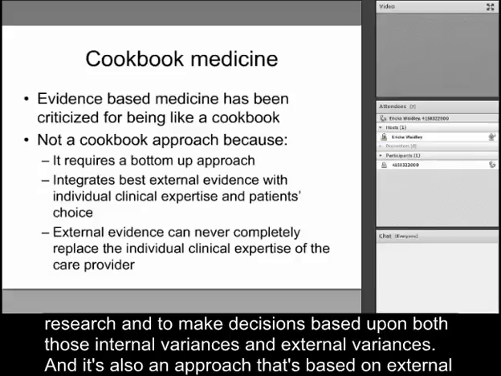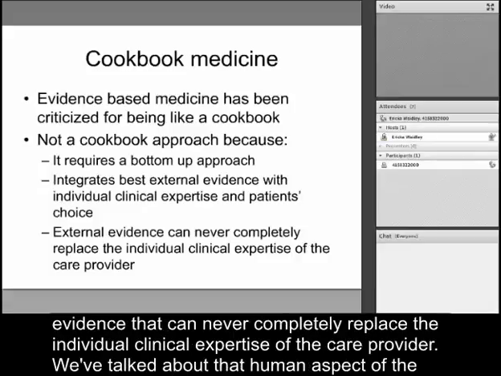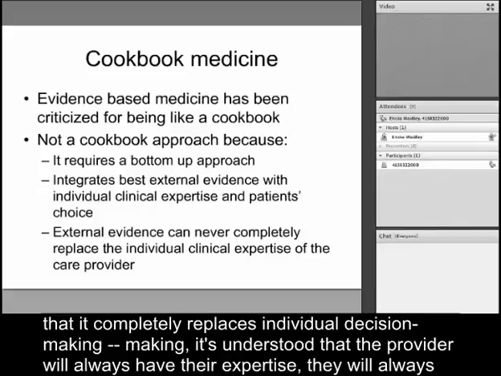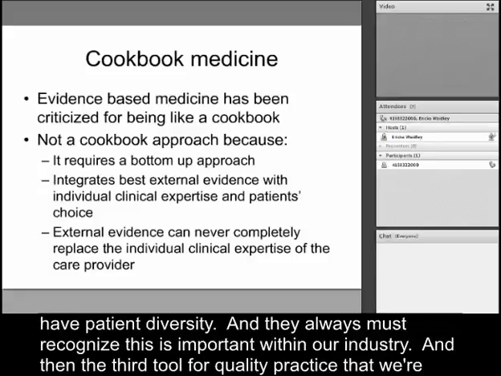And it's also an approach that's based on external evidence that can never completely replace the individual clinical expertise of the care provider. We've talked about that human aspect of the healthcare environment. You've got humans on the provider side and humans on the patient side. So evidence-based practice is not so standardized that it completely replaces individual decision making. It's understood that the provider will always have their expertise, they'll always have patient diversity, and they always must recognize that this is important within our industry.